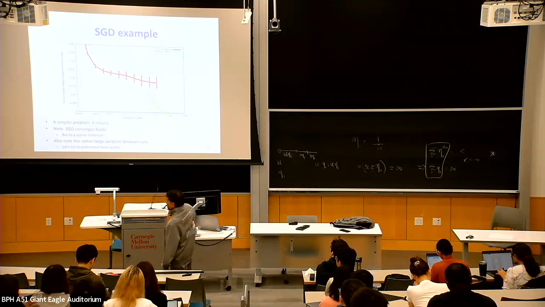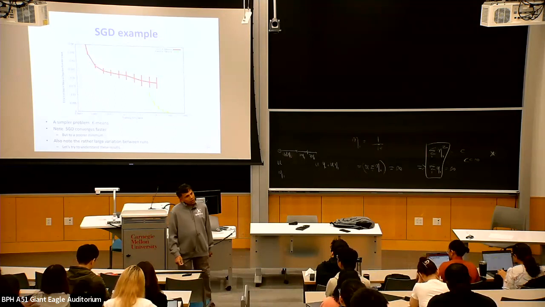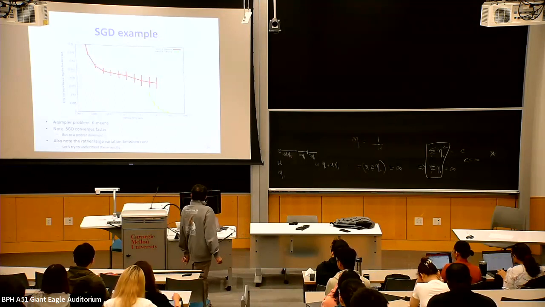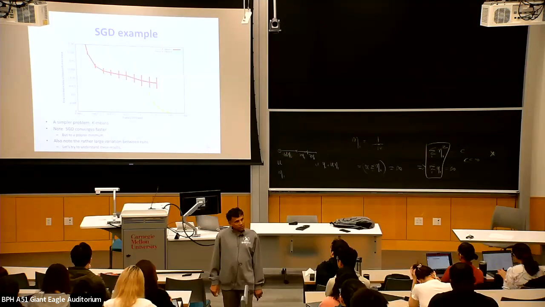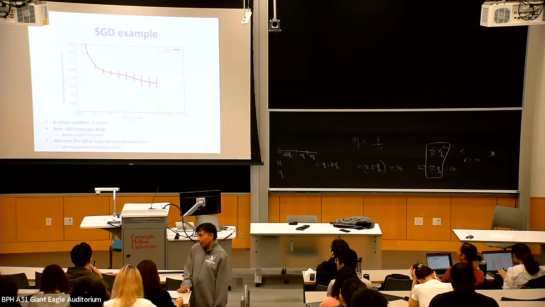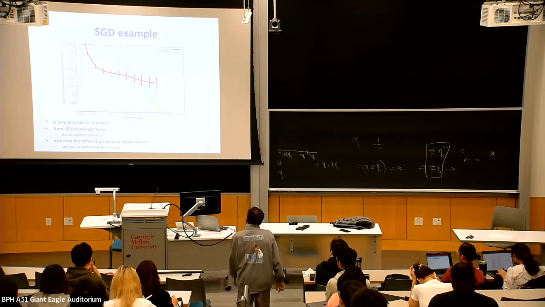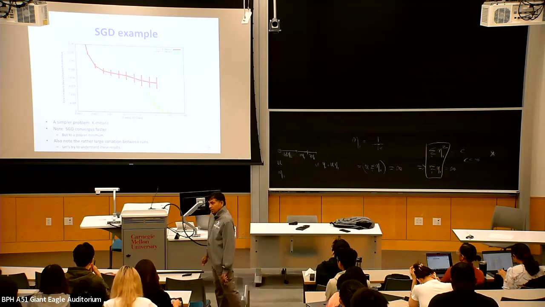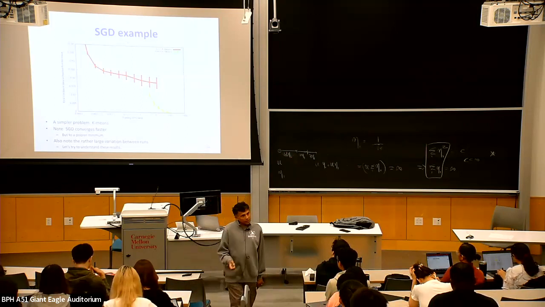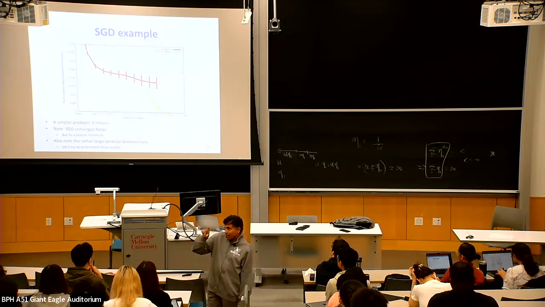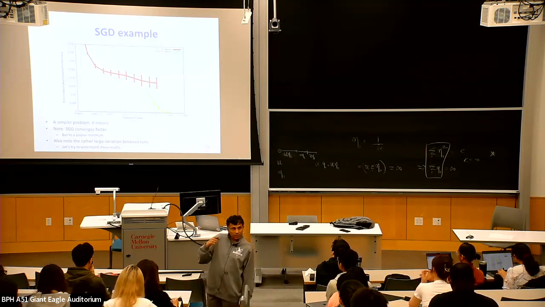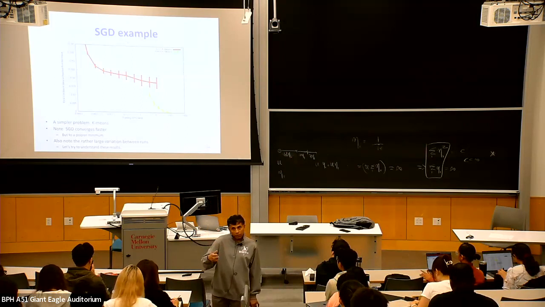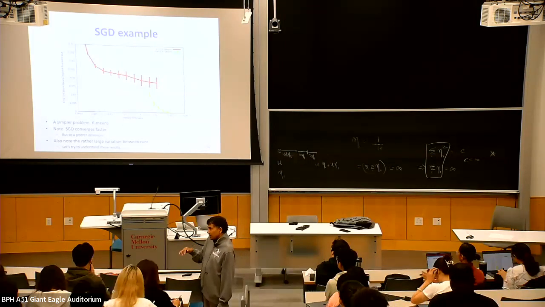So the red curve shows how the error decreases with iterations when you're performing stochastic gradient descent. The green curve shows you how the error decreases when you're performing batch updates. The bar shows you the variance in the error across different runs, because depending on how you initialize, you're going to get different values, right?